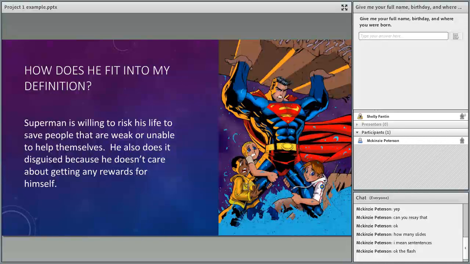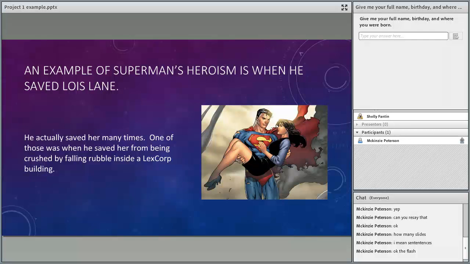So here I put, Superman is willing to risk his life to save people that are weak or unable to help themselves. Remember I said in the definition that that's what to me a hero is? Well, here I tell you, he does that. He doesn't care about getting any rewards for himself. Superman doesn't ask for money back or want awards or medals or anything. He pretty much hides from people. He doesn't want people to know who he is. He does it just because he cares. And that's one of my reasons. So that's something that I identify there.